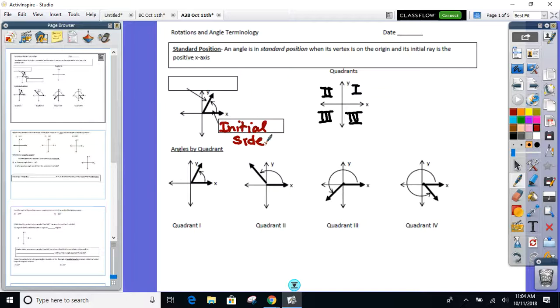And you see the other part of the angle that falls in one of the quadrants. In this case, it falls in quadrant 1. That's called my terminal side. An angle is in standard position when the initial side is always on the x-axis, and the terminal side is in one of the quadrants. That's called standard position.